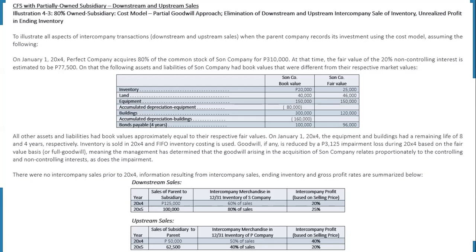In 20x5, sales amounted to 42,500, and we have the intercompany sales of merchandise. And the last column, intercompany profit based on selling price.